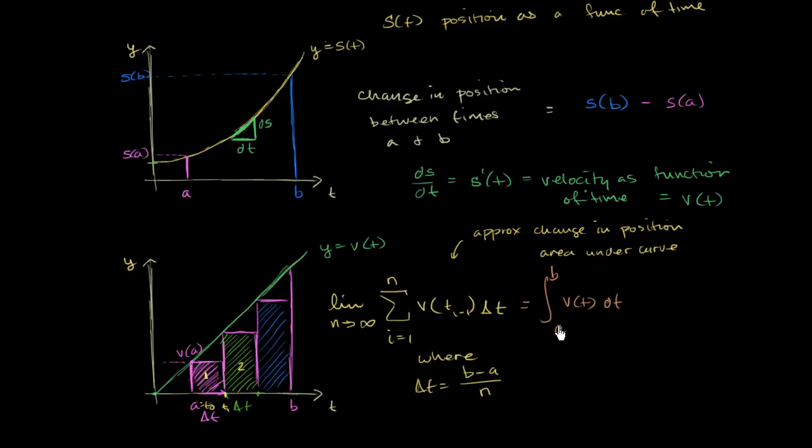So this right over here is one way of saying, look, if we want the exact area under the curve of the velocity curve, which is going to be the exact change in position between a and b, we can denote it this way. It's the limit of this Riemann sum as n approaches infinity, or the definite integral from a to b of v of t dt.